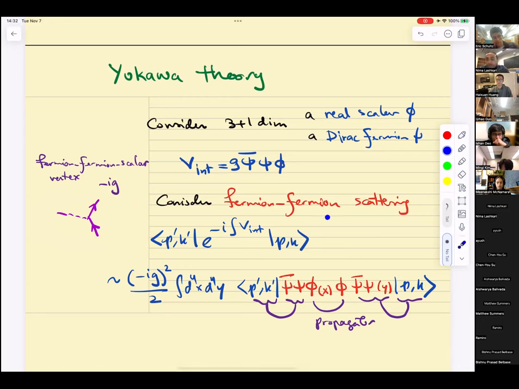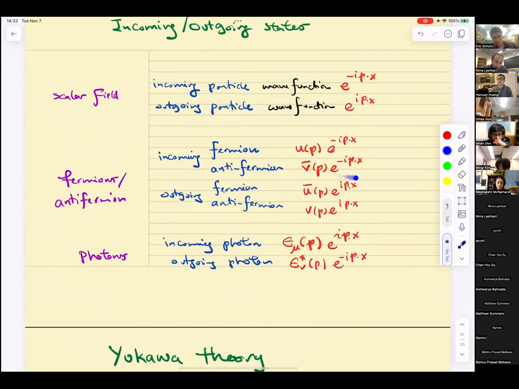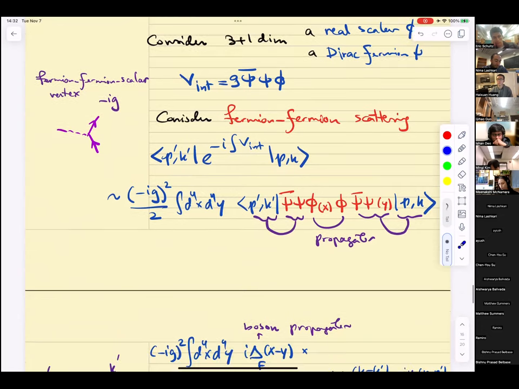We're going to calculate fermion-fermion scattering. So the in particles are going to be a pair of fermions, right? So these are the pair of incoming particles. The outgoing particles are going to be a pair of fermions. Oh, sorry. These are the incoming fermions and these are the outgoing fermions. Good. All right. So let's write it down.